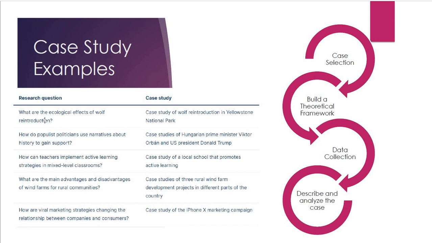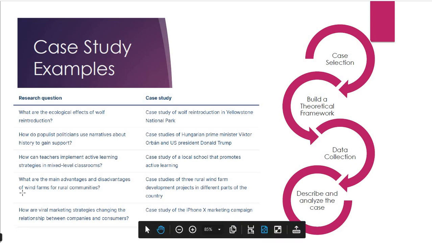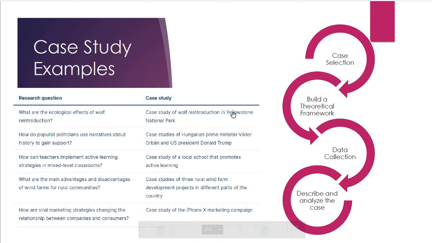And then a case study is, for example, a case study of the wolf reintroduction in Yellowstone National Park. So they study at where? Yellowstone National Park. So they start the study only at Yellowstone National Park. And this one, a case study of Hungarian Prime Minister Viktor Orban and US President Donald Trump. So they only study these specific persons, the Hungarian Prime Minister and the US President. So they only study certain persons.